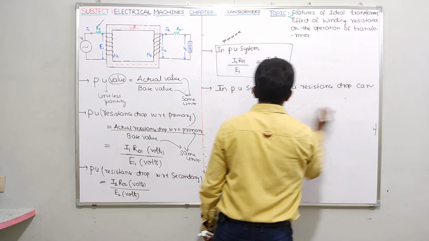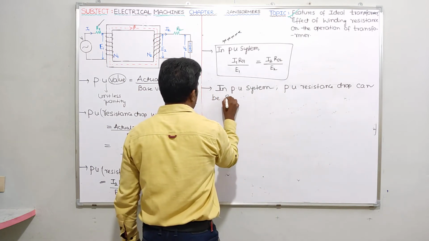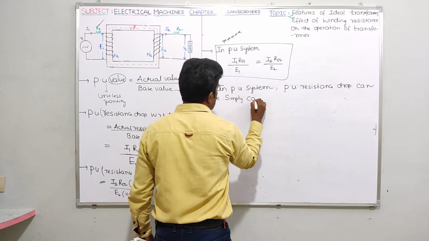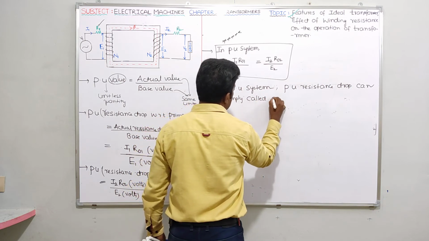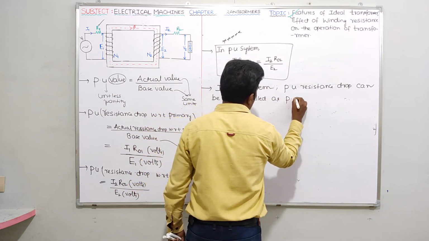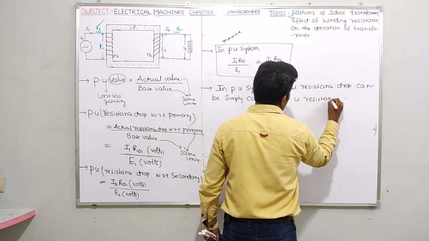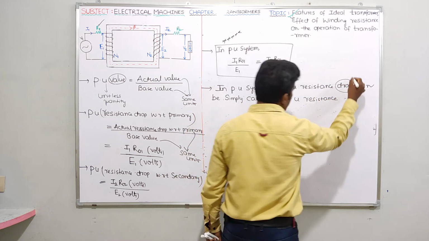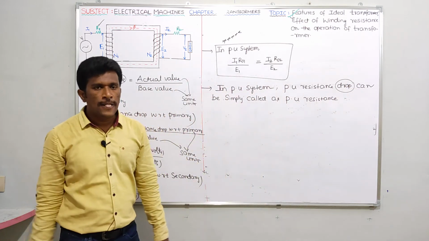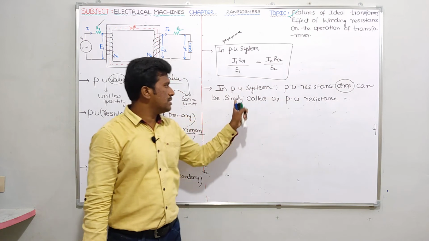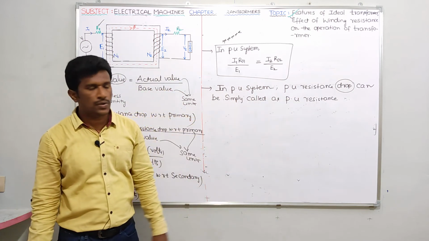can be simply called as per unit resistance without using this word drop. Is it clear guys? In per unit system, per unit resistance drop can be simply called as per unit resistance without using that word drop.